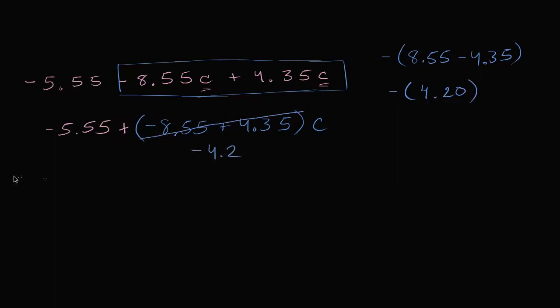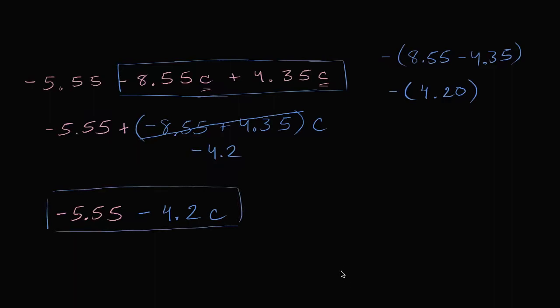So my entire expression has simplified to negative 5.55. Instead of saying plus negative 4.2c, I can just write it as minus 4.2c, and we're done. We can't simplify this anymore. We can't add this term that doesn't involve the variable to this term that does involve the variable. So this is about as simple as we're going to get.